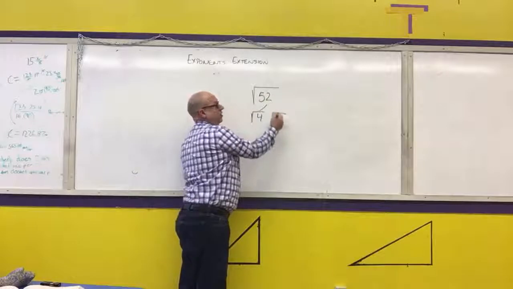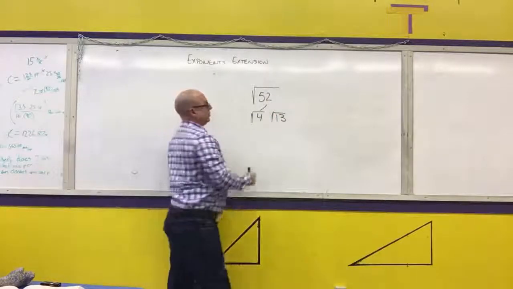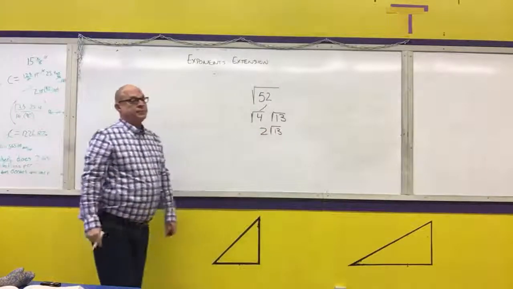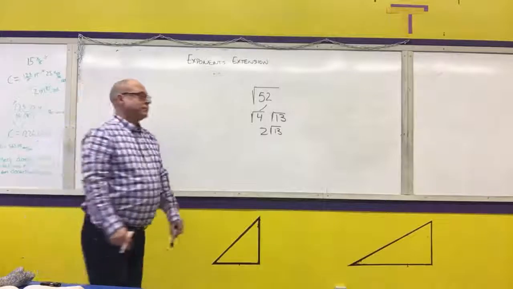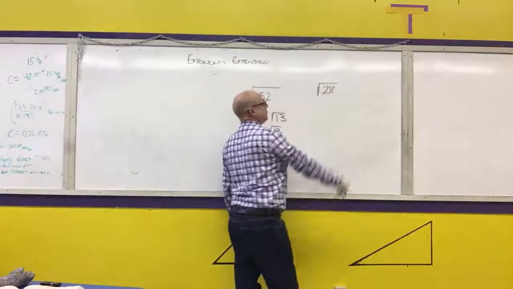52 divided by 4 is 13. What's the square root of 4? 2. Is that the final answer? Yep. Yeah, that's the final answer.